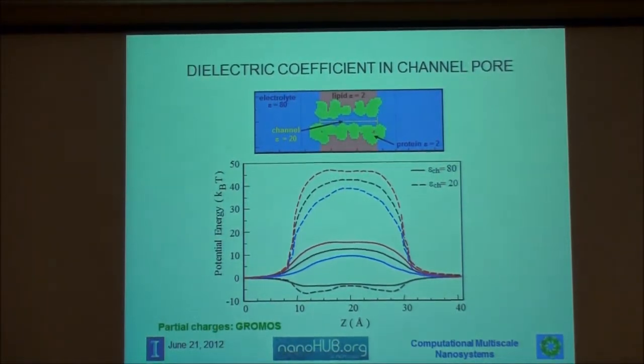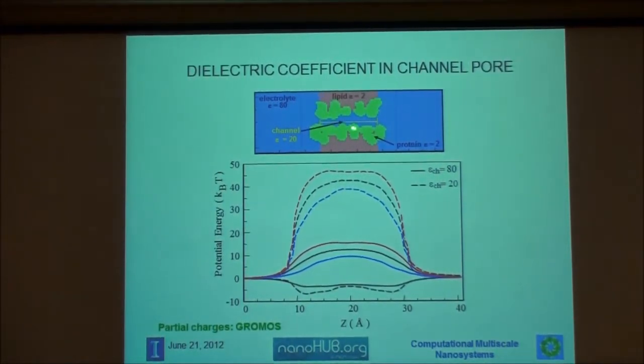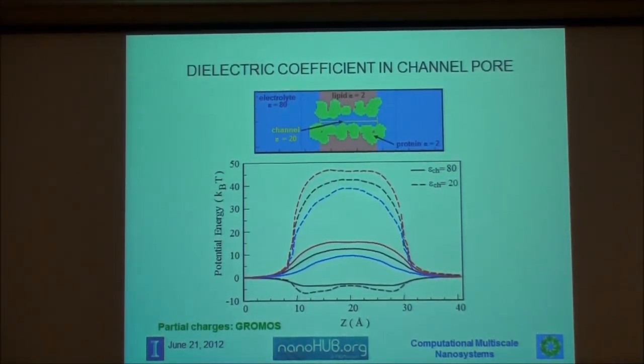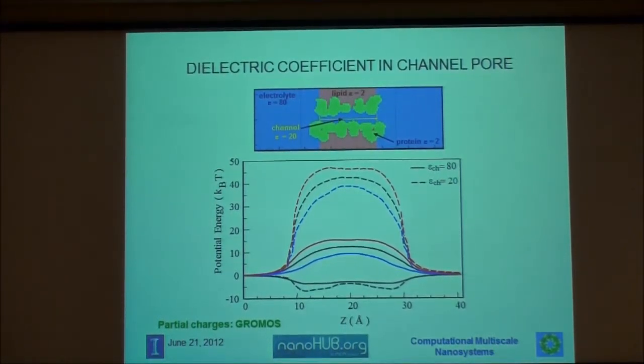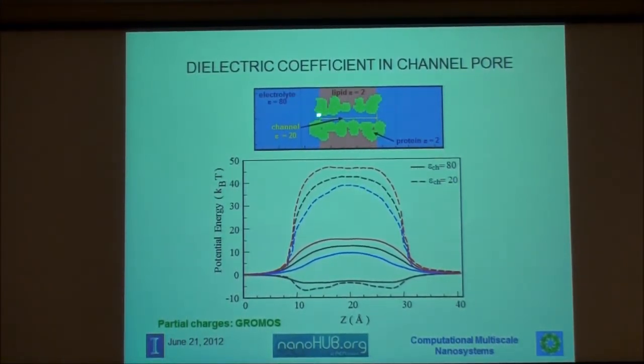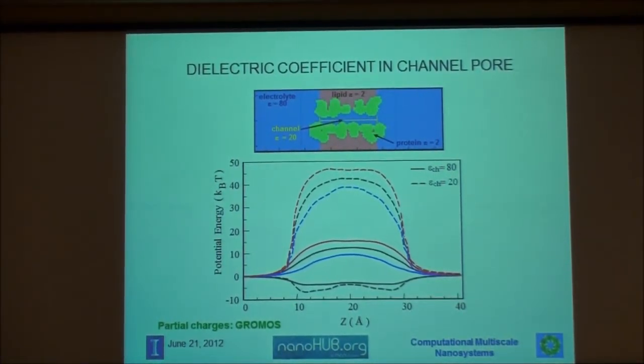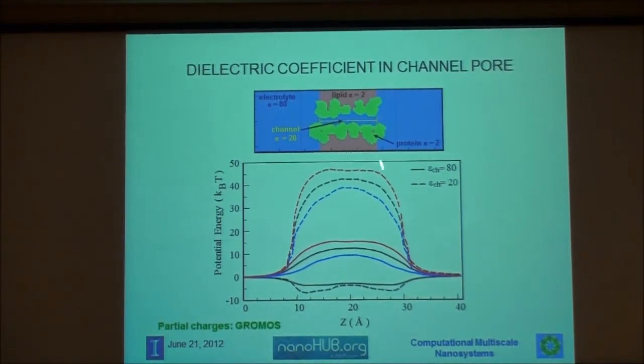These are examples of what would happen if we change the value of the permittivity in the channel. If you leave it at 80, you get a smaller barrier than if you put 20. That's because the dielectric boundary force changes. Obviously, if you believe that once in a restricted volume the permittivity of water decreases, you should have a bigger value of the barrier.